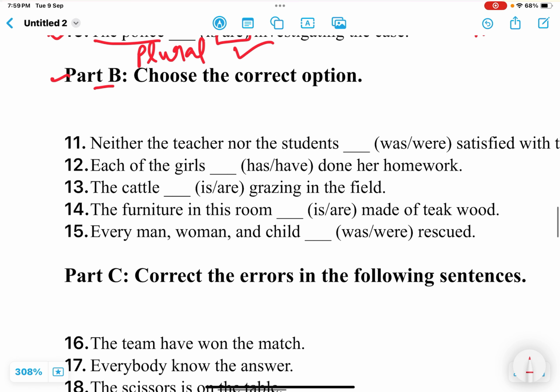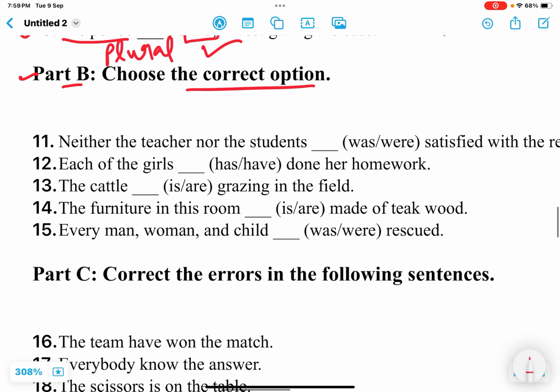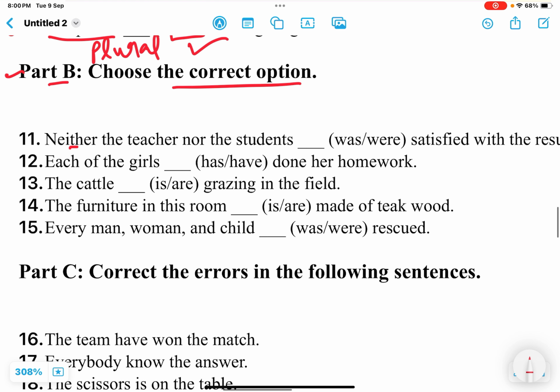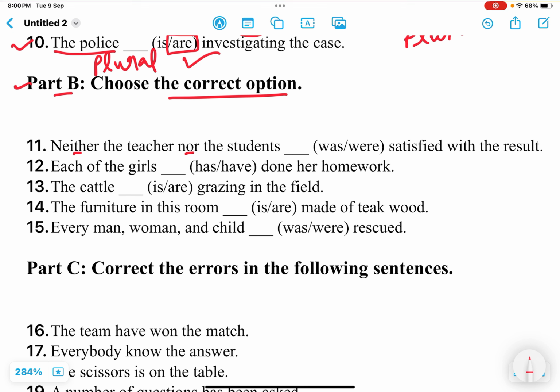Now the next question is part B. Choose the correct option. Once again, we are to choose the correct option. Neither the teacher nor the students. Now see, the sentence is not only beginning with neither. Suppose if it is only neither, then the subject will be singular. But here it is neither and nor. Whenever we have neither, nor, either, or in a sentence, the verb agrees with the subject nearest to the blank.